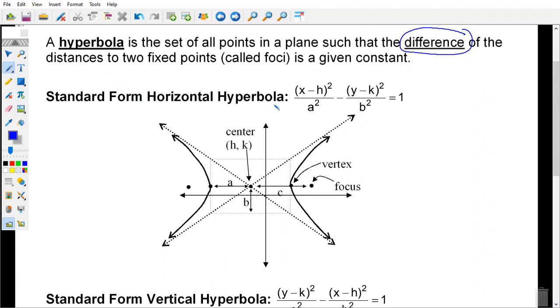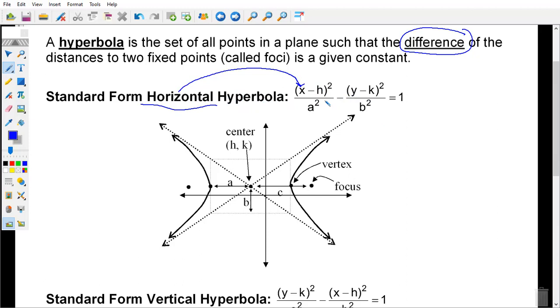Standard form is a horizontal hyperbola. The way that we know it's horizontal is because it starts with x. If it starts with x and you're subtracting, you have a horizontal hyperbola. The A doesn't move. A and B will not move. They stay where they are. It's what it starts with. So it starts with x, therefore it's a horizontal hyperbola. And then from there we'll keep going.